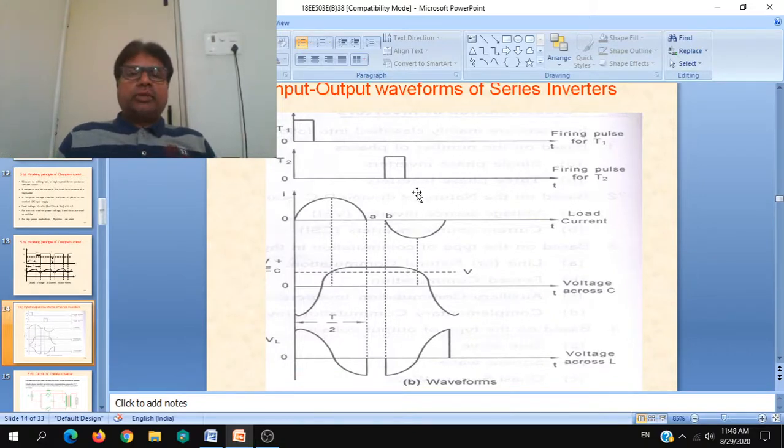Input and output waveforms. In this figure shown, all the waveforms are drawn including the gate pulses. But obviously input is not drawn. What is that input? Input is your sinusoidal voltage. I beg your pardon. It is an inverter. Input is a DC voltage. So just draw the input voltage Vs as a constant DC line over the given time axis.